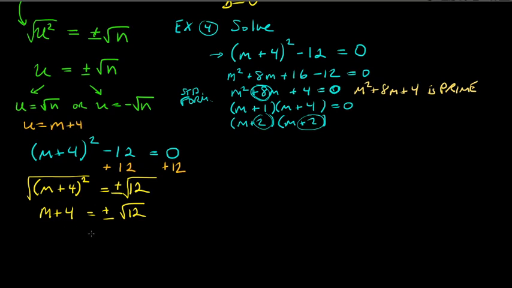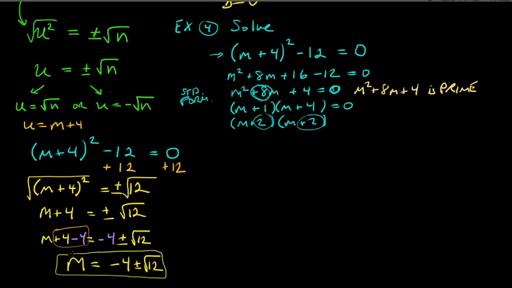Okay, so we're almost done, because on the right side, we have plus or minus the square root of 12, and on the left side, we have m plus 4. So how do I get rid of the 4? Well, the opposite of adding 4 is subtracting 4. So I'm just going to subtract 4 on both sides, right? Because then 4 minus 4 is 0. And so I just get m on the left, and then negative 4 plus or minus the square root of 12 on the right. And there you go. These are the solutions. But, okay, we're not quite done.